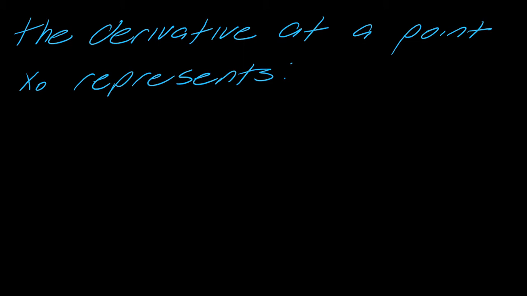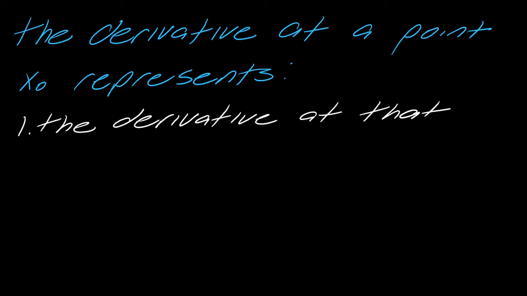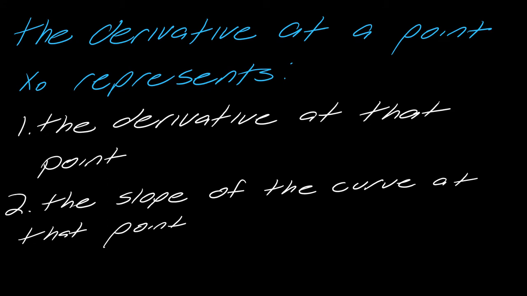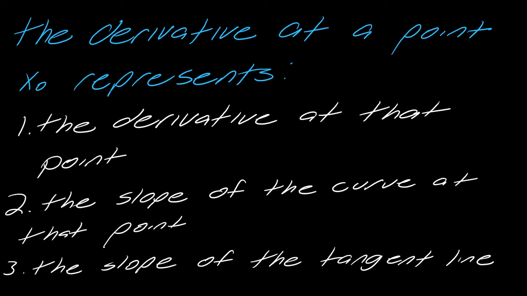It represents the derivative, of course, at that point. It represents the slope of the curve at that point. It represents the slope of the tangent line at that point. And then the final thing that the derivative at a particular point represents is the instantaneous rate of change at that point.